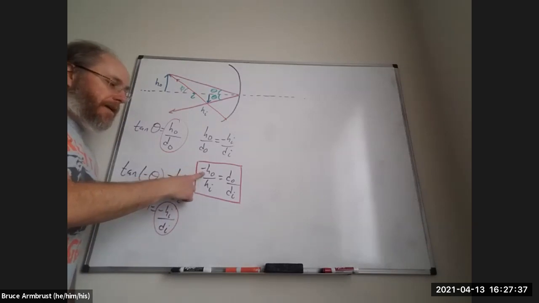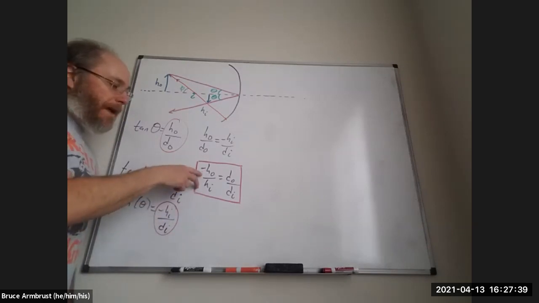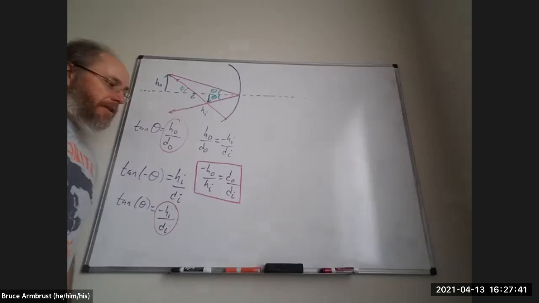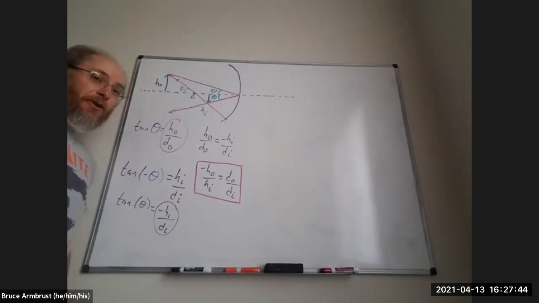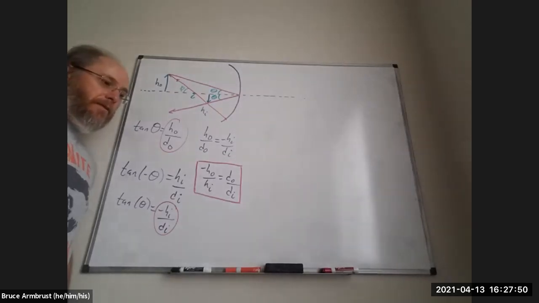versus our original height? Well, that magnification is also going to be the same as the ratio of the distances for those things. So the closer those two distances are to being the same, the less magnification you're going to get.